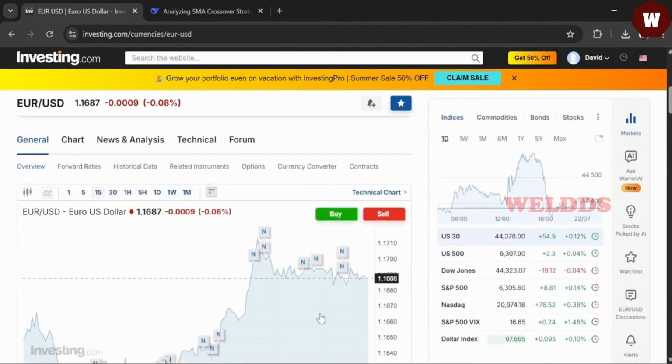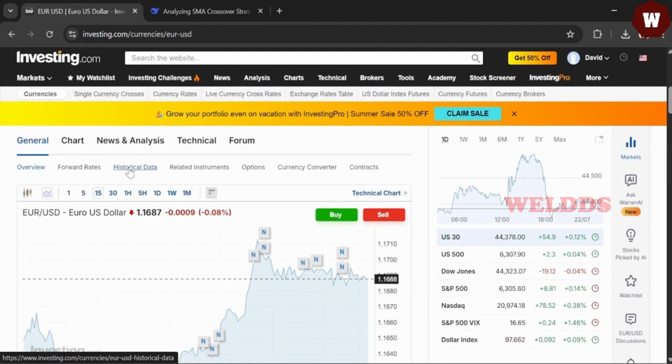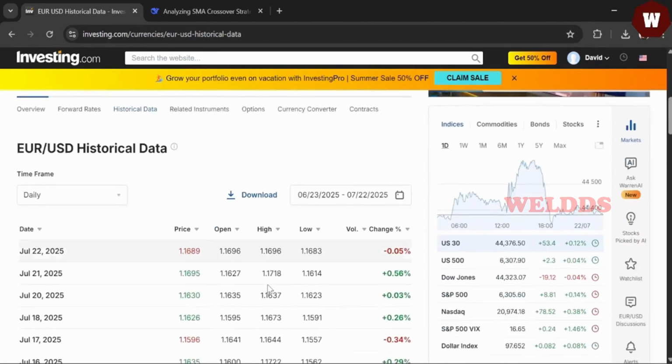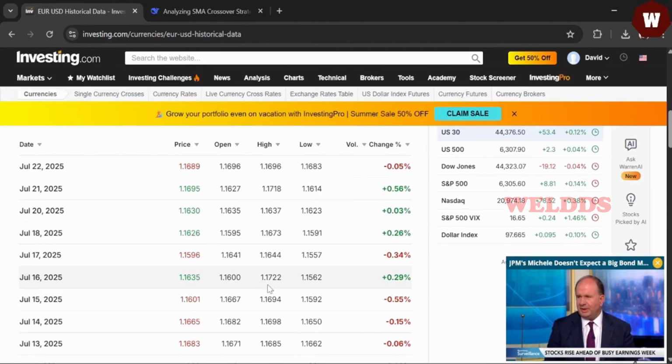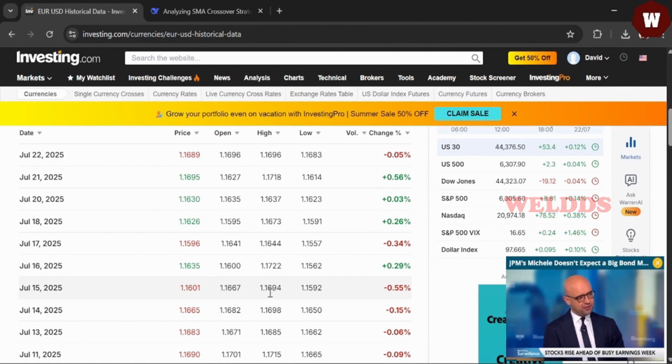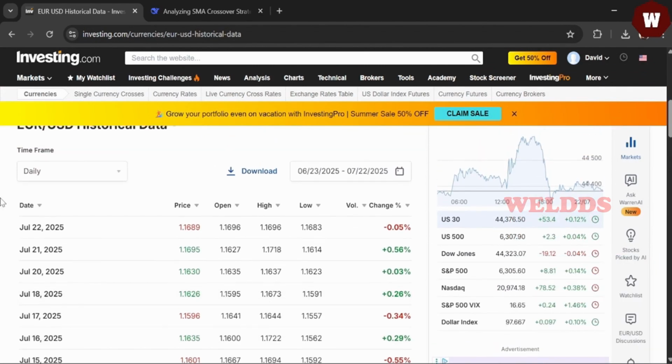Then you scroll down, you see this historical data. You click there on the historical data. It will bring the historical data of the particular instrument you want to backtest. So here is Euro USD, and if you check here, it's on the daily time frame. Investing.com has the daily, weekly, and monthly time frames. You might not be able to download lower time frames. Okay, I just pick the daily time frame.